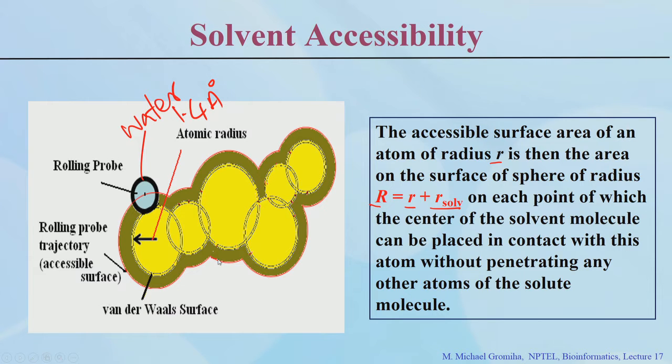So, we have the water molecule, and now you roll it on this molecule. This is the contact, how much you can contact, this is the contact area. Now, how much you can penetrate into the van der Waals surface gives you the accessible surface area, the maximum surface area that can be accessed by the solvent on the atoms.